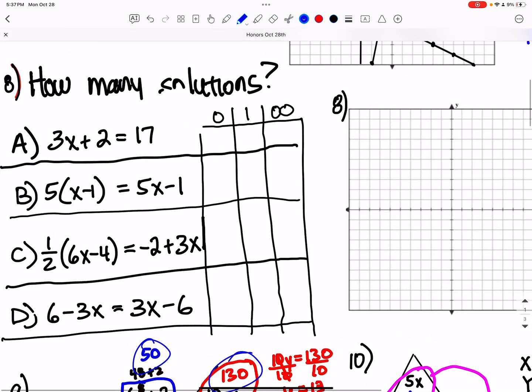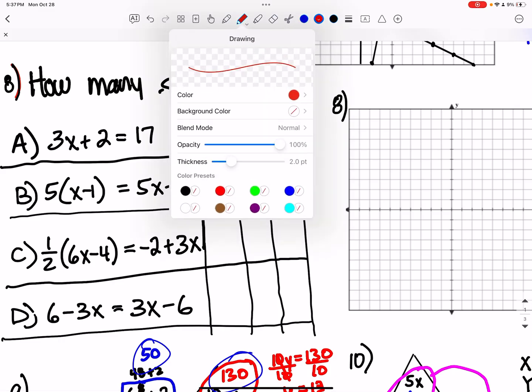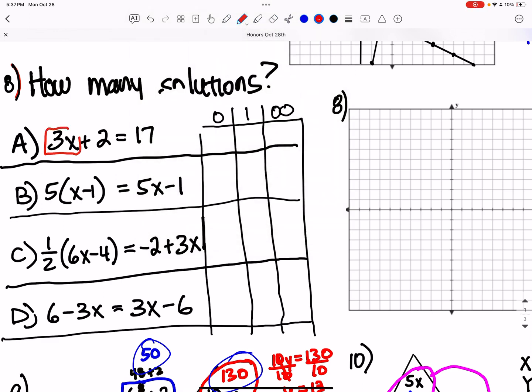All right, how many solutions? You're not actually solving these problems. You're just telling me, do the x's get rid of each other? Because that makes it weird. Over here, I have 3 x's. Over here, I have no x's. That's not weird. They don't get rid of each other. This problem stays normal with one answer.